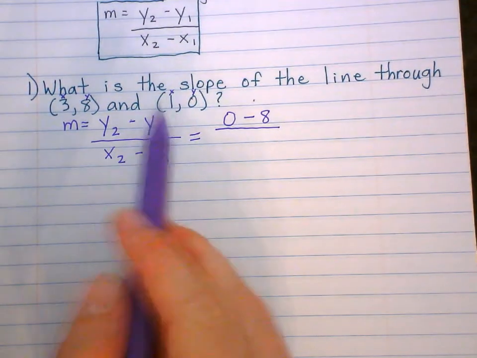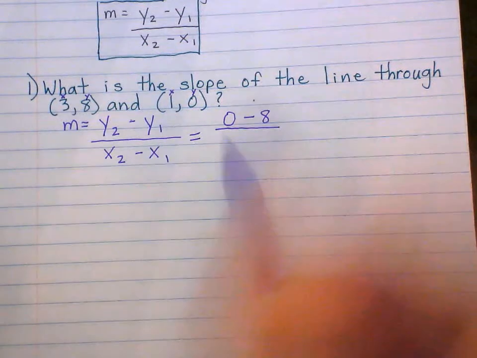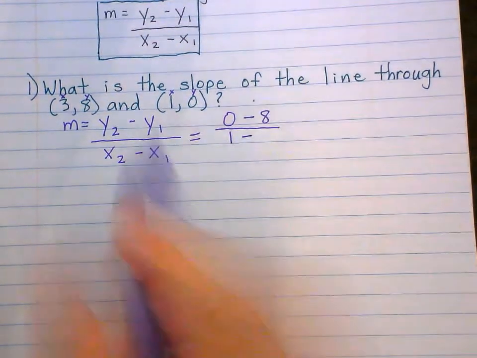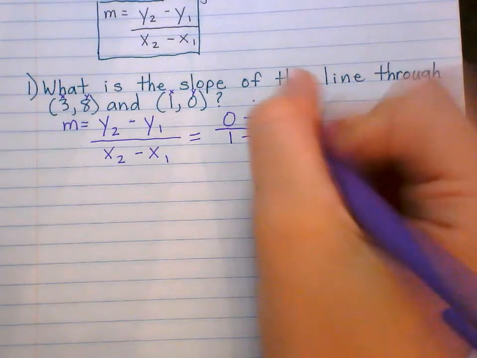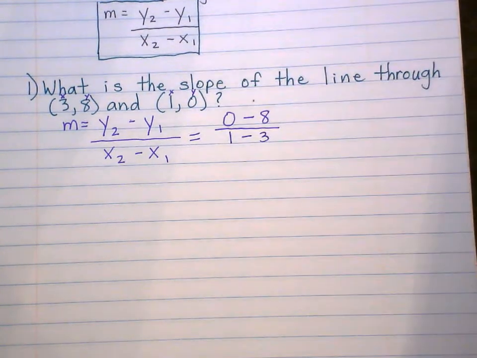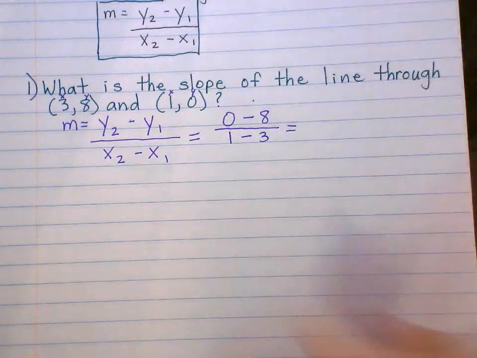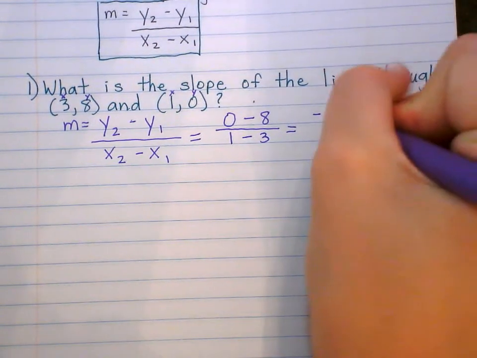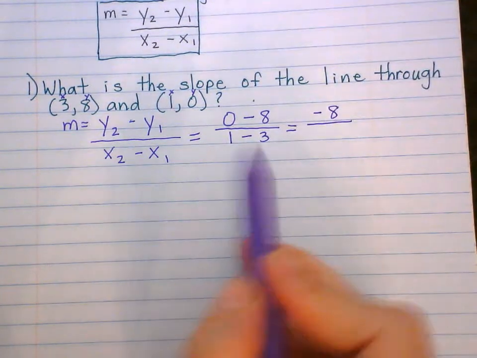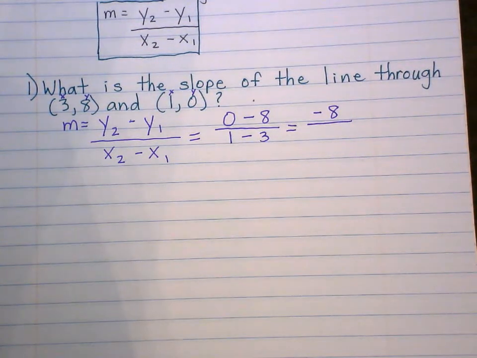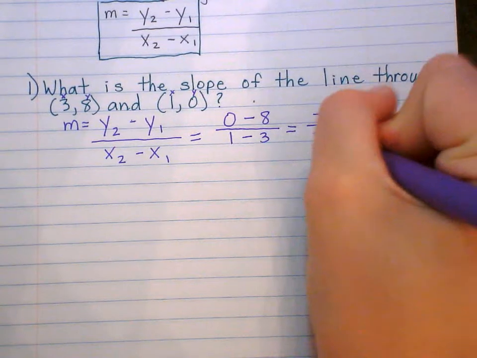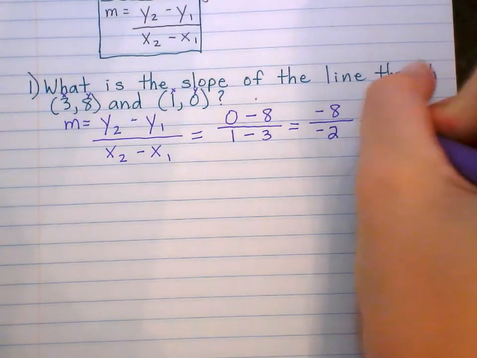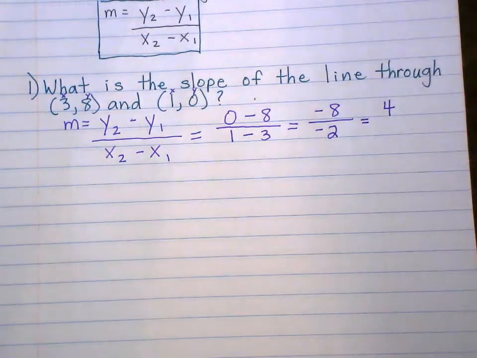Now, go back to the second one. Take the x value of the second one, 1, minus, take the x value of the first one, 3. Now just simplify. 0 minus 8 is negative 8. 1 minus 3 is negative 2. Negative 8 divided by negative 2 is a positive 4 for the slope.